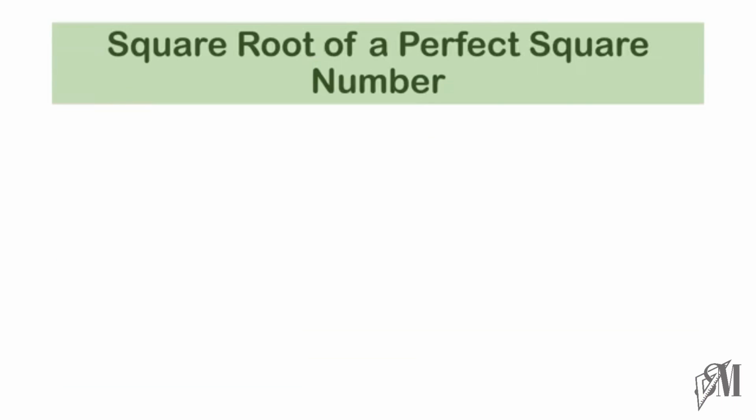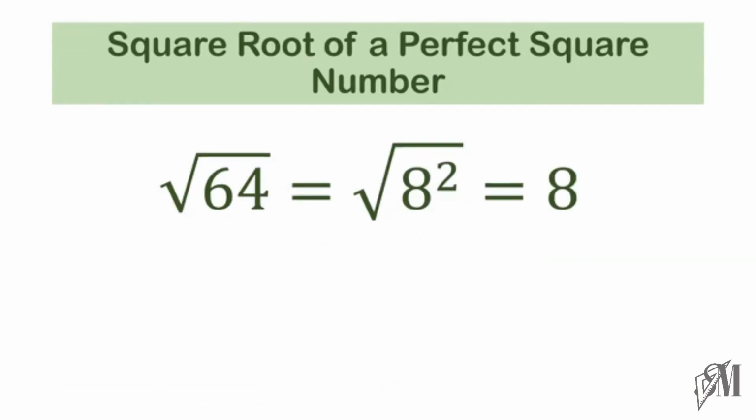Square root of a perfect square number. This is very simple if you know how to write a number as its perfect square. Now for an example, 64 can be written as 8 squared because 64 is 8 into 8. Then the square root of 64 is simply 8. What has happened here is, remember like this, the square and this square root has been cancelled.